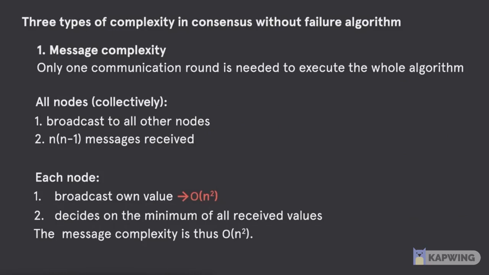There are 3 types of complexities associated with any consensus problem: message complexity, communication complexity, and time complexity. Let us analyze these for the above algorithm. Message complexity is the number of messages that need to be exchanged. Since each node sends its message to n-1 nodes, the number of messages transferred is n times n-1. Therefore, the message complexity is O of n squared.